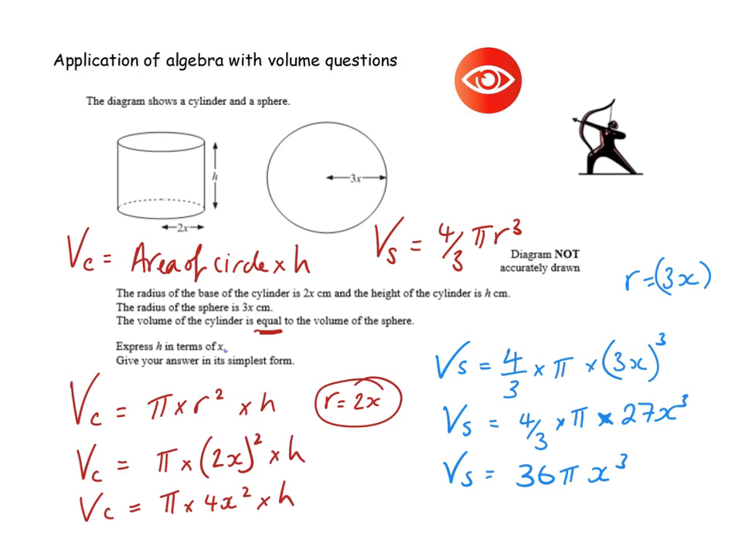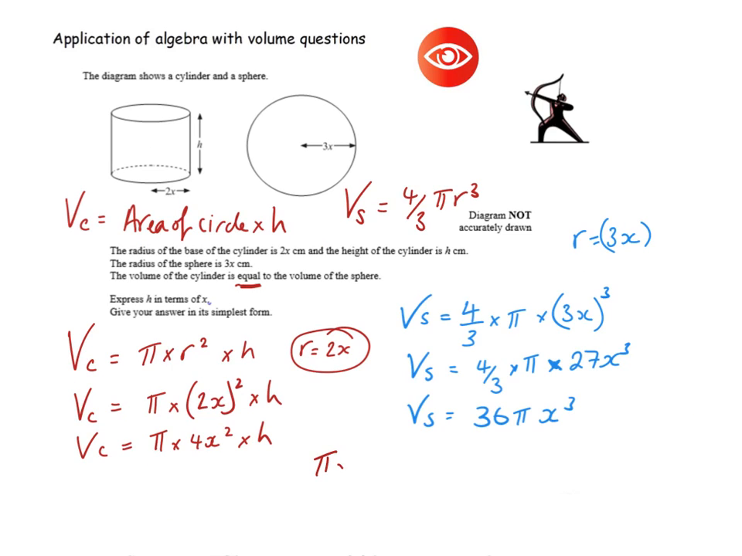So I'll just say that again, why I've got 36. The 27 divided by 3 gives you 9, but then I've still got the 4, so 9 times 4 gives you that 36, and then the pi and the x cubed comes down. So now I've got the two separate things, I'm going to put them equal to each other and rearrange.